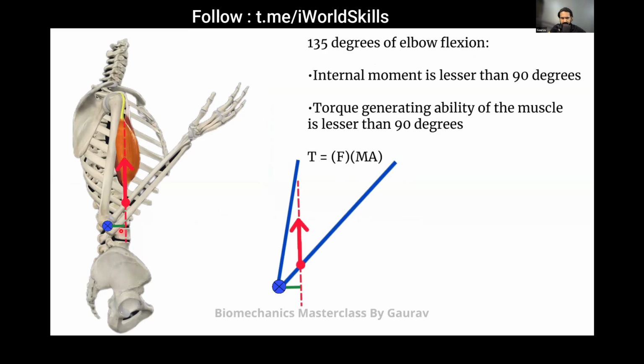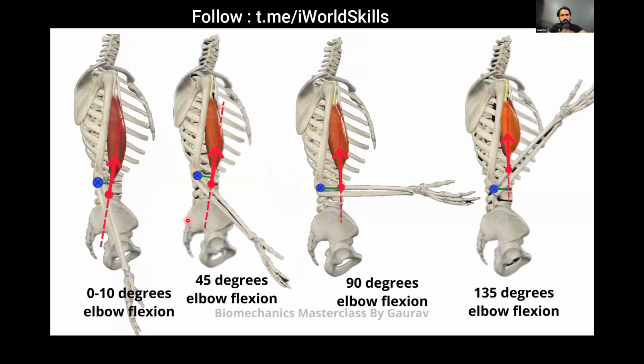Now let's flex the elbow even further and reach 135 degrees of elbow flexion. Over here, the internal moment arm has gotten shorter. You can clearly see that, which means the torque generating ability of the muscle has reduced, or we can say is lesser as compared to 90 degrees. So this is what is happening throughout the range of motion. Look at this slide very carefully, everyone.